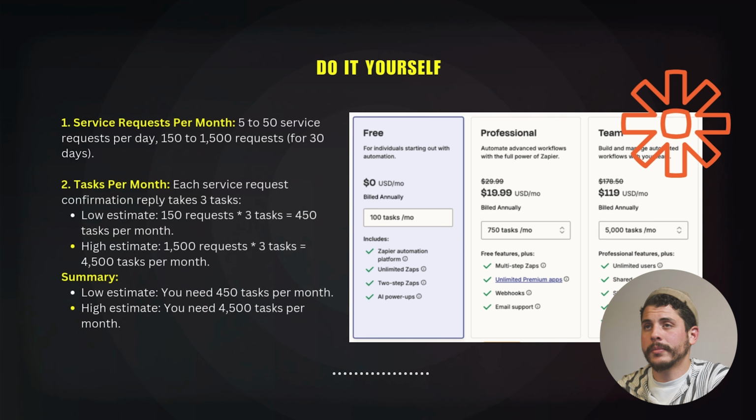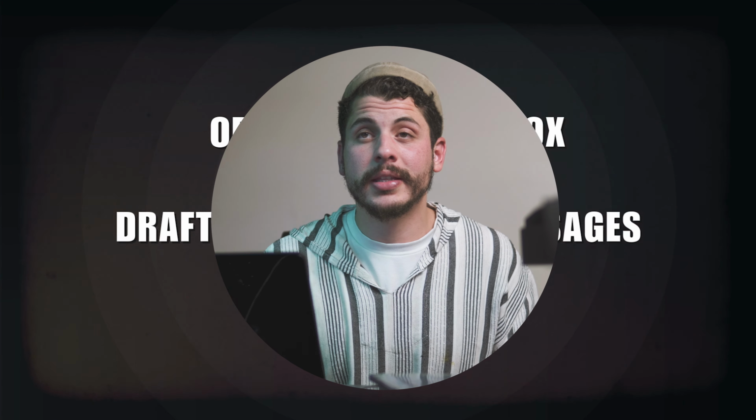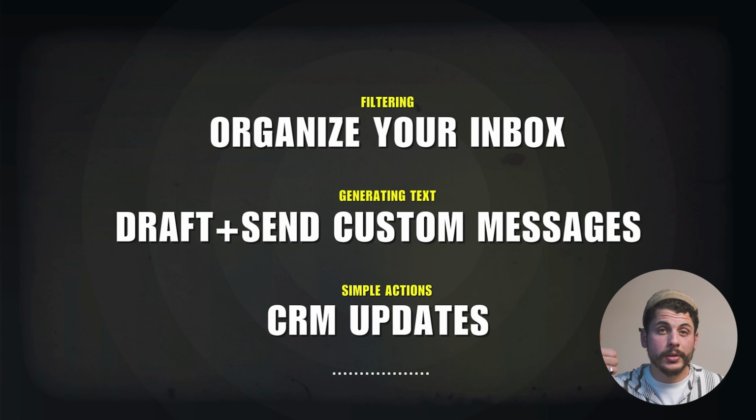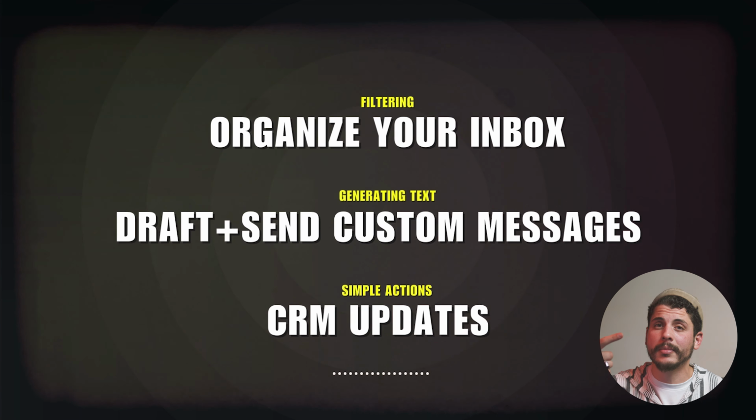So just to give you a really quick understanding of this not being that expensive, but it can potentially streamline a lot in your day. So as a quick recap of how we're plugging AI into these automations, it can be used as a filter to help you organize your inbox. It could generate text for you, whether it's analyzing, summarizing, or drafting and sending responses. Or it could do simple actions for you like a CRM update.